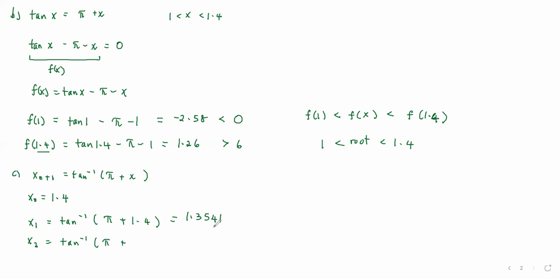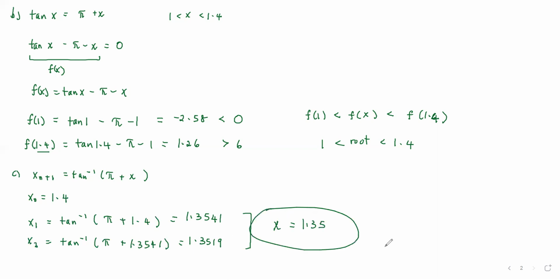This 1.4 now is replaced with 1.3541 for the second iteration, and we get 1.3519 to 4 decimal places. Now look at these two. To 2 decimal places, they both round to 1.35. So we say that this is the solution.